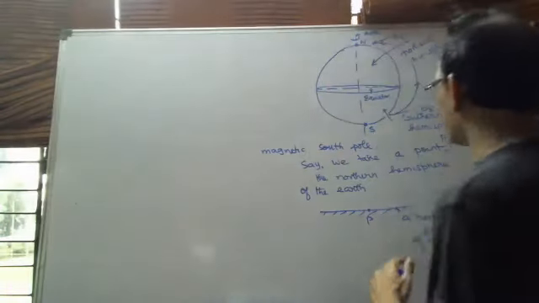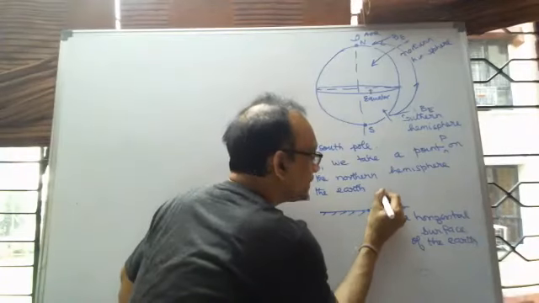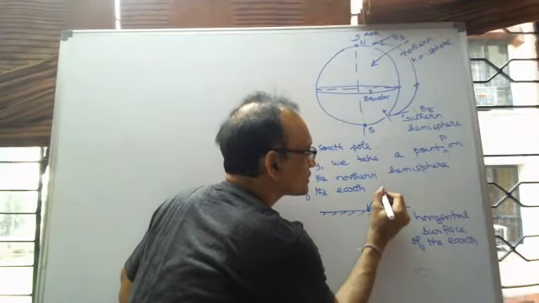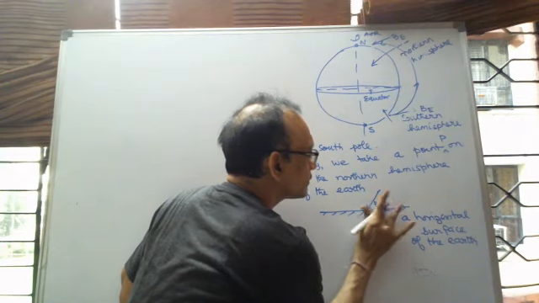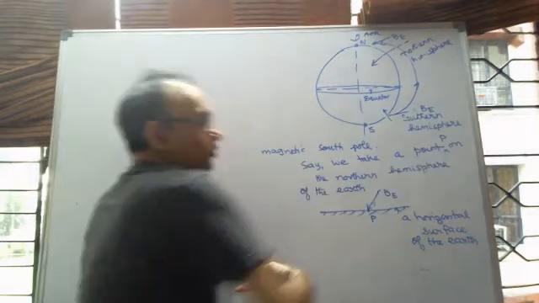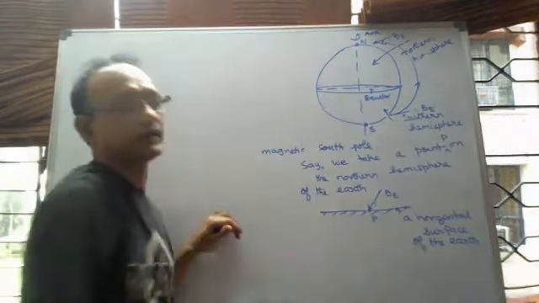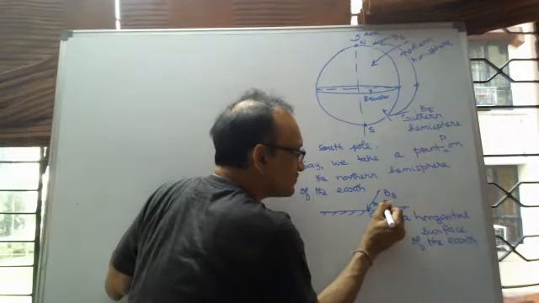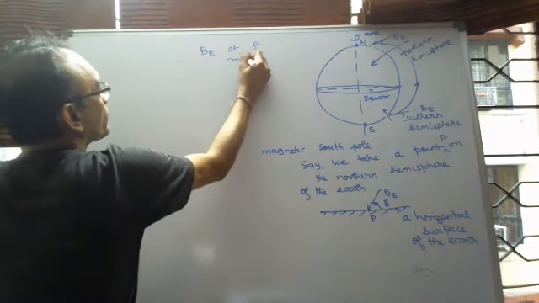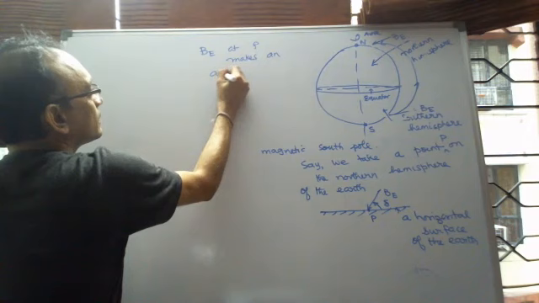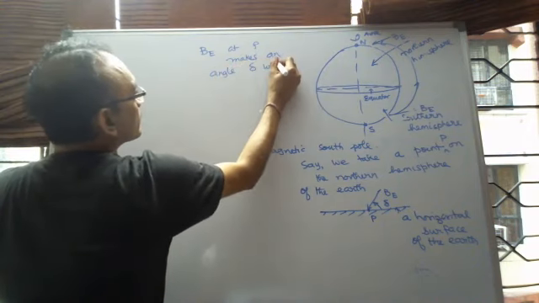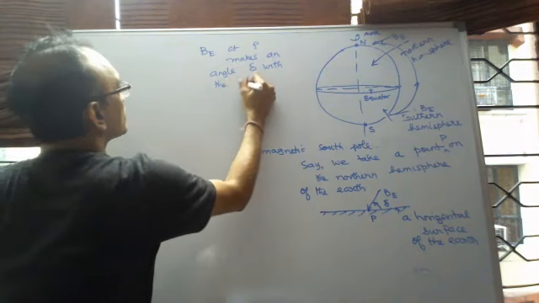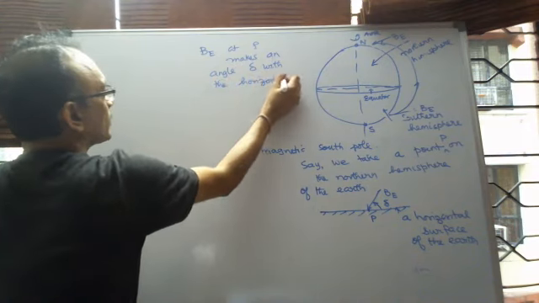In the northern hemisphere, what will happen? The magnetic field will come inwards. BE, the magnetic field, will be like this, of magnitude BE going inward. BE at P makes an angle, say delta, with the horizon.